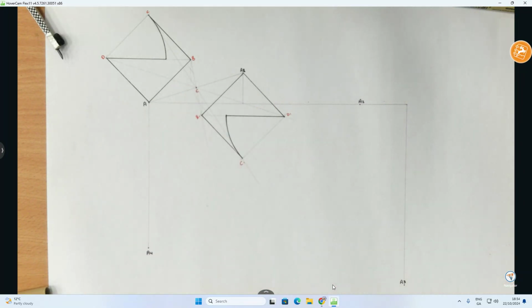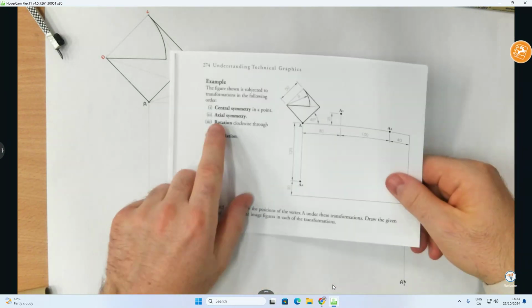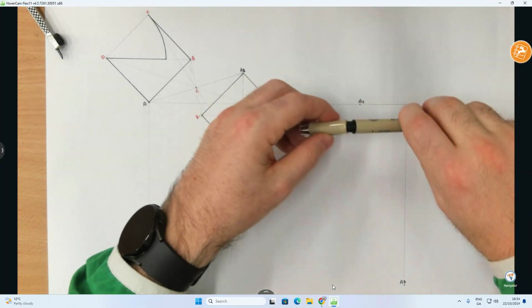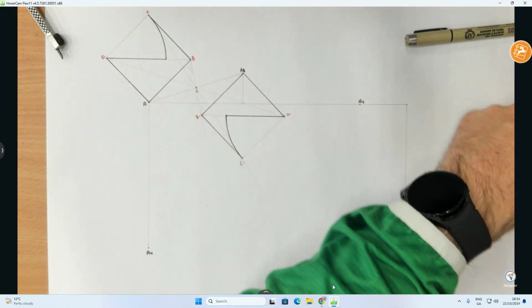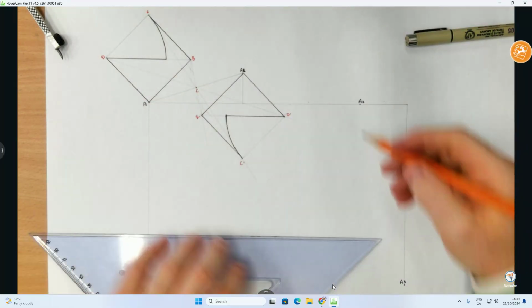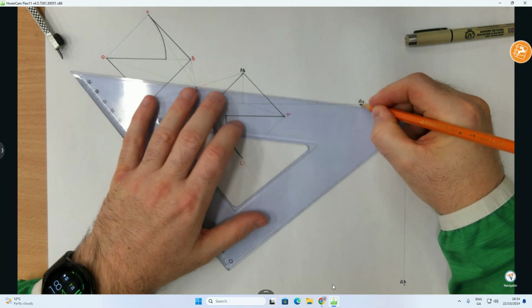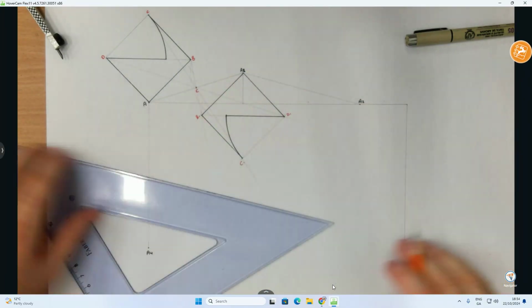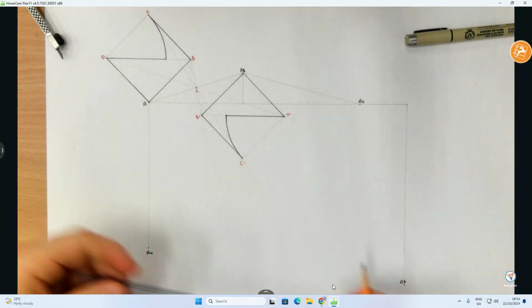Now, part number 2, we have to do an axial symmetry from A1 to A2. So how are we going to do that? Well, step 1, once again, we're going to join A1 to A2. So A1 to A2, we'll join like that. Okay, so I've got the image of A2, but I need to create an axis.